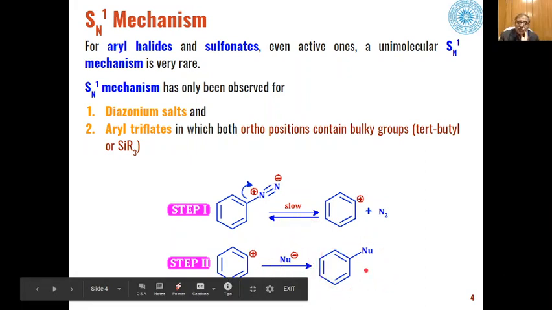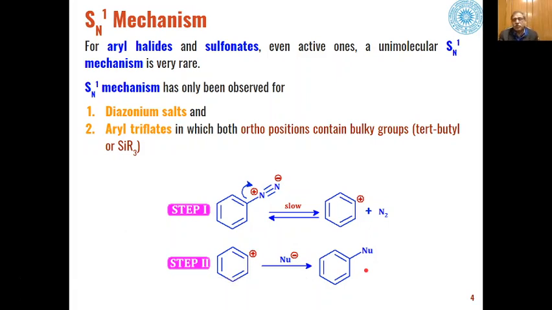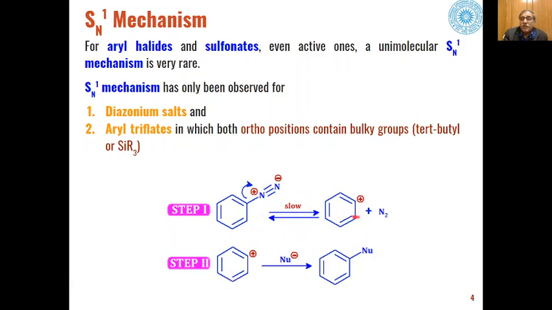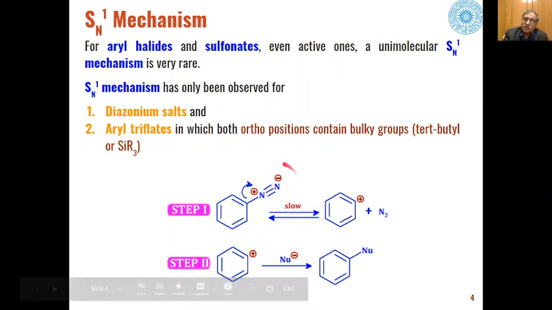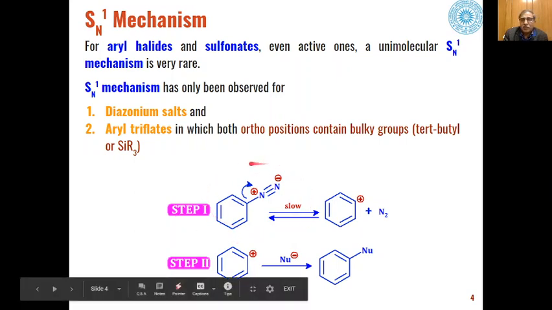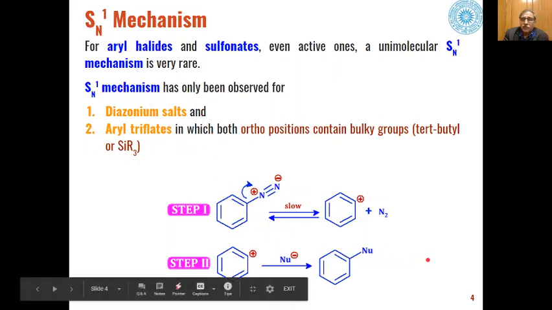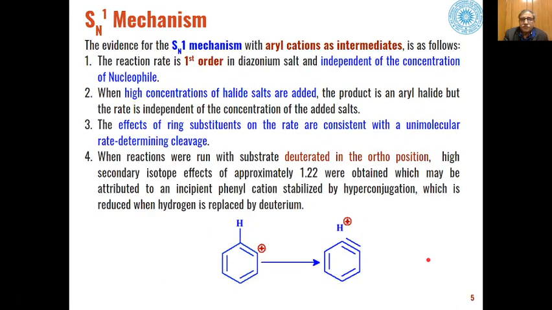So the nucleophilic substitution product is formed in this type in aryl diazonium salts, and because this step is the slow step, that means this is the rate determining step. In case of the SN1 type of mechanism, the rate of reaction will be dependent only on the concentration of the aryl diazonium salt. That is why this is called a unimolecular nucleophilic substitution reaction.